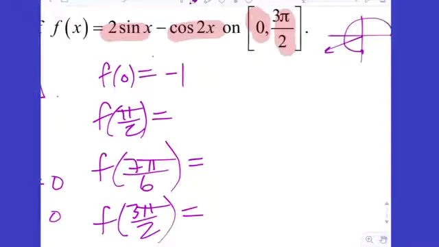Well done, 0. Pi halves. Plug in a pi halves. Sine of pi halves is 1 times 2 is 2. Minus. When you plug in a pi halves into the second term, you double it right away and you get cosine of pi. So minus cosine of pi. Cosine of pi is negative 1. So I get 2 plus 1, which is 3. So far, x equals 0 has the absolute min prize so far, and pi halves has the absolute max.